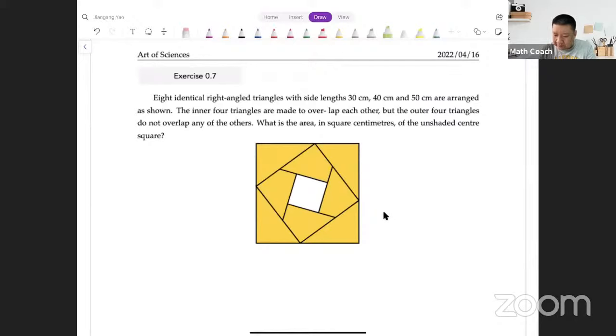So of course, for this question we may need to use the Pythagorean theorem, and we may also need to use some similarity formulas.